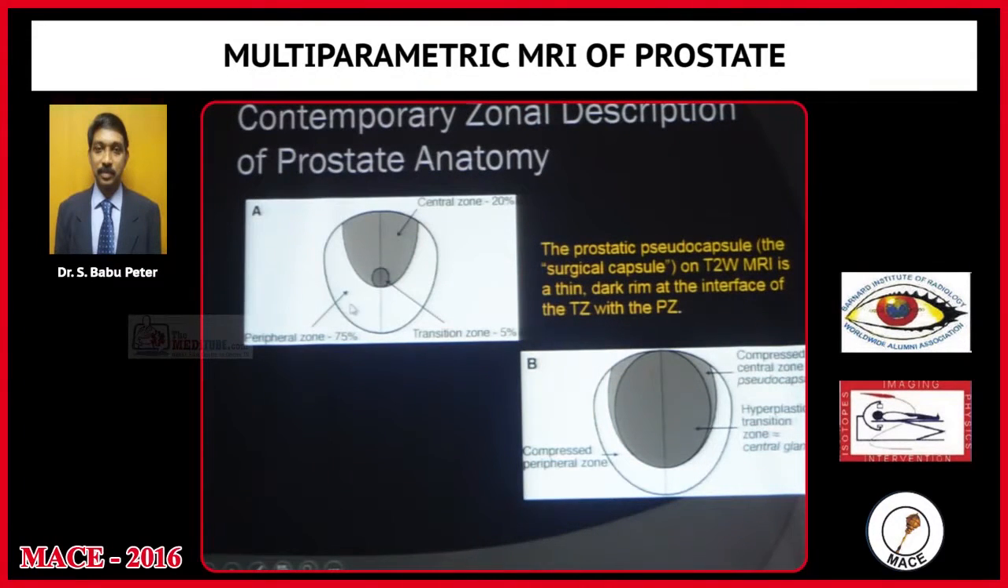So the prostate, there is a peripheral zone which is about 75%, the central zone and the transitional zone. During the prostatic hyperplasia or hypertrophy, the transition zone becomes hypertrophied and compresses the peripheral zone.